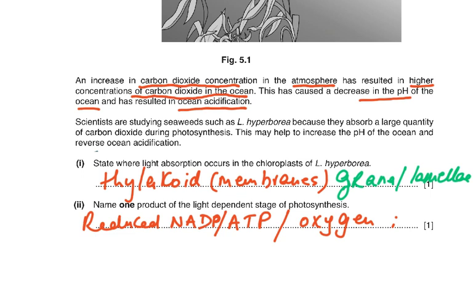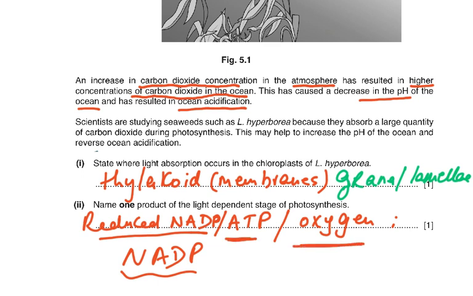Name one product of the light independent stage. Now there are actually three products which you must know. One is reduced NADP. Now where you go wrong is you write NAD. If you write NAD, there are no marks for that. Reduced NADP is the answer. P for photosynthesis, you can even remember it like that. And ATP is made, and oxygen is produced by the photolysis of water.